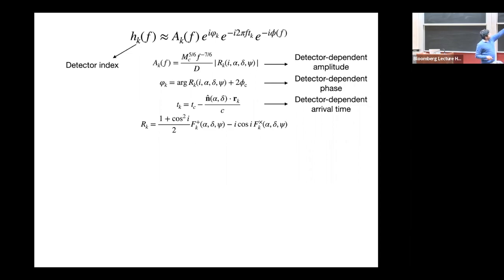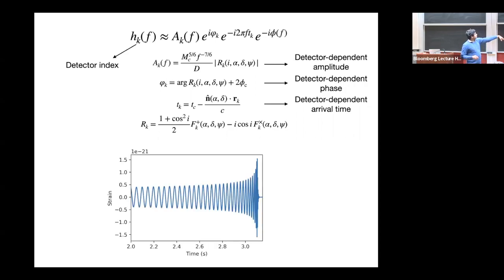So all the things with sub K depend on the detector. So they're extrinsic parameters, right? They fix the extrinsic parameters up to the chirp mass, which sets the overall scale. And then the extra phase is what sets the intrinsic parameters.